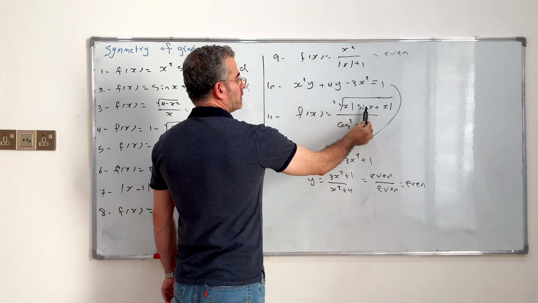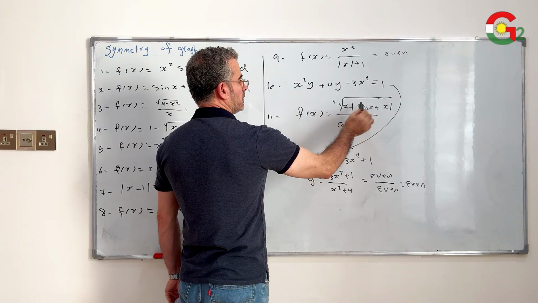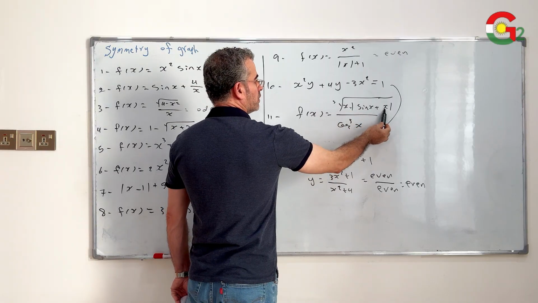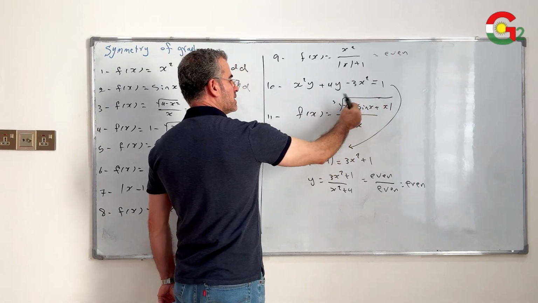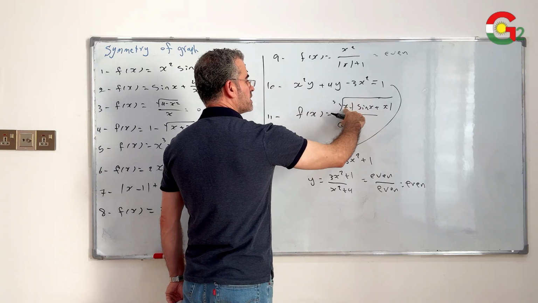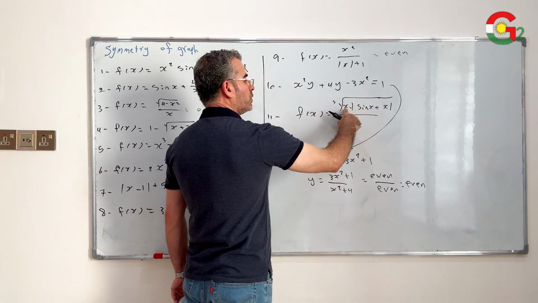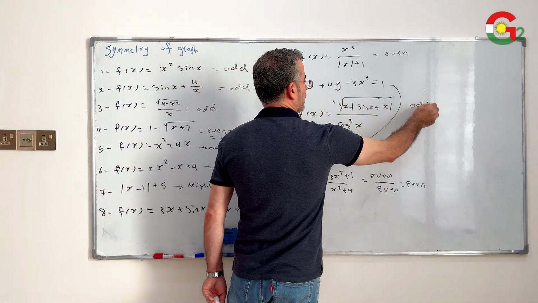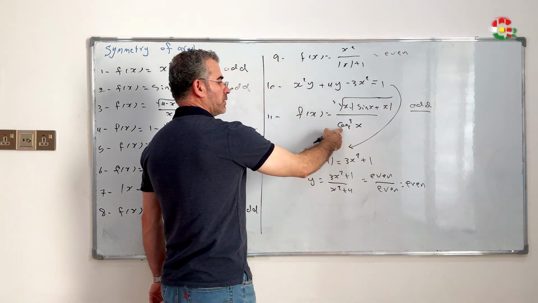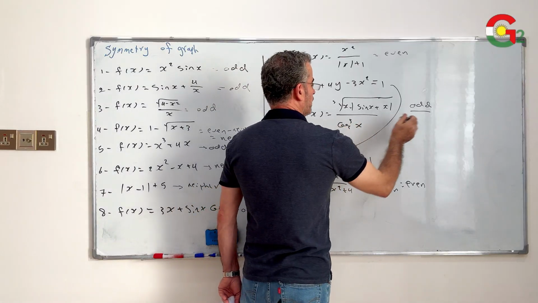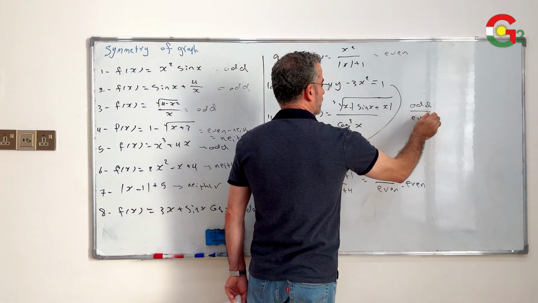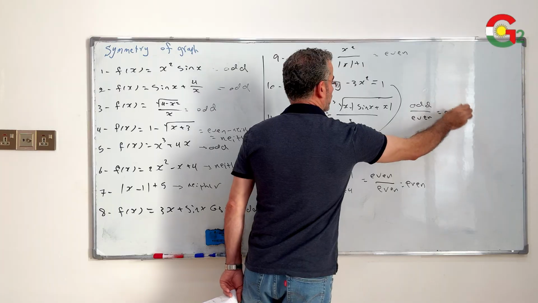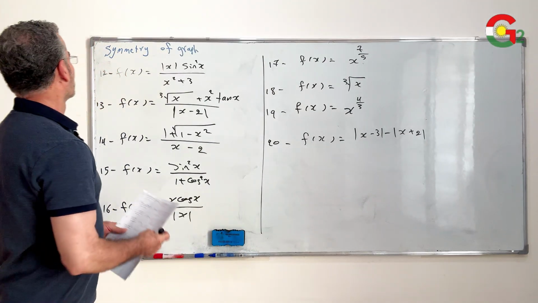For number 11: odd times odd plus odd, absolute value of odd is even, times odd, cube root of odd, it's odd, odd over even, then it is odd.